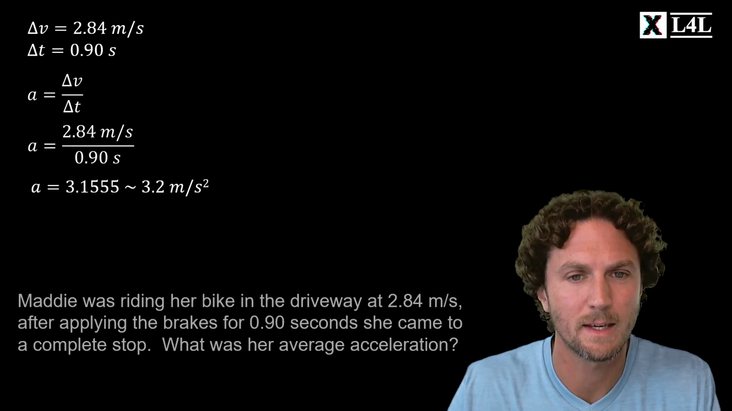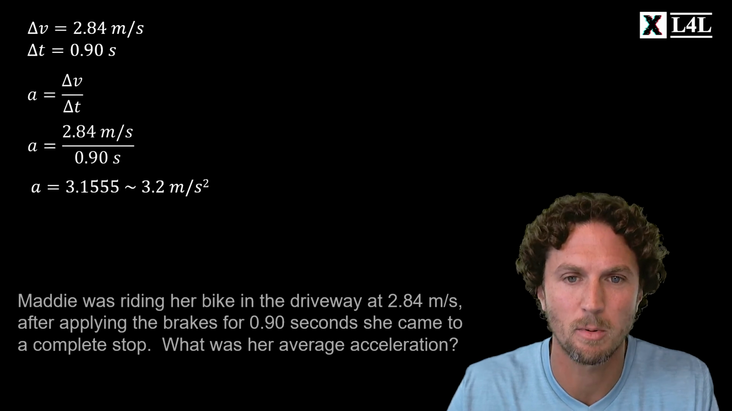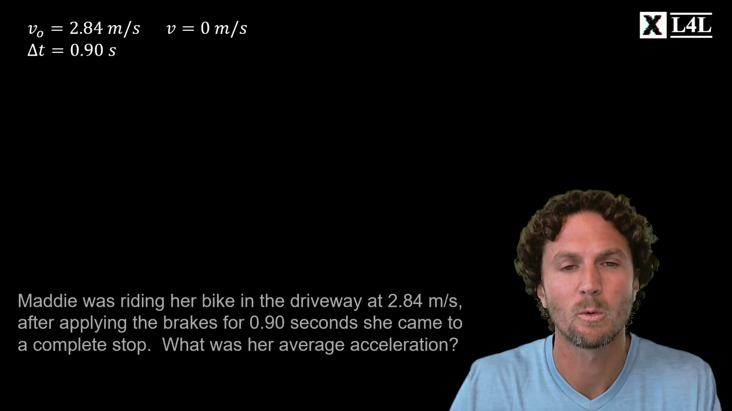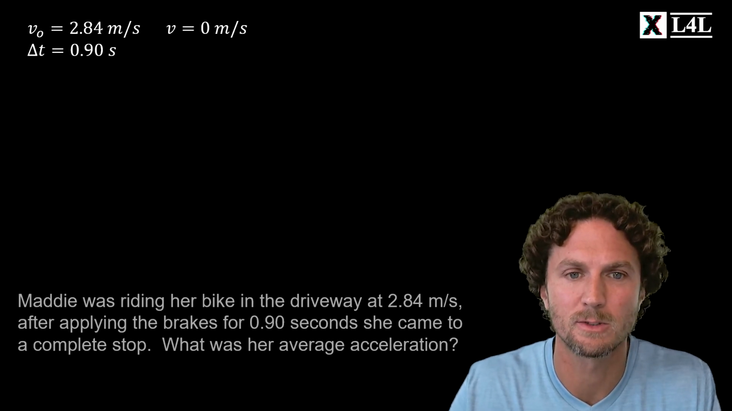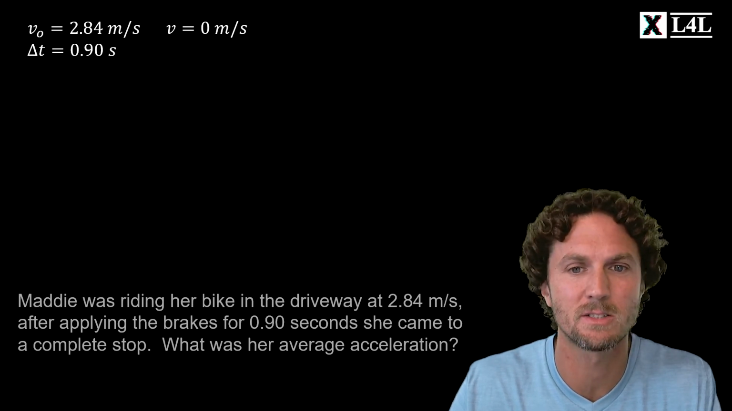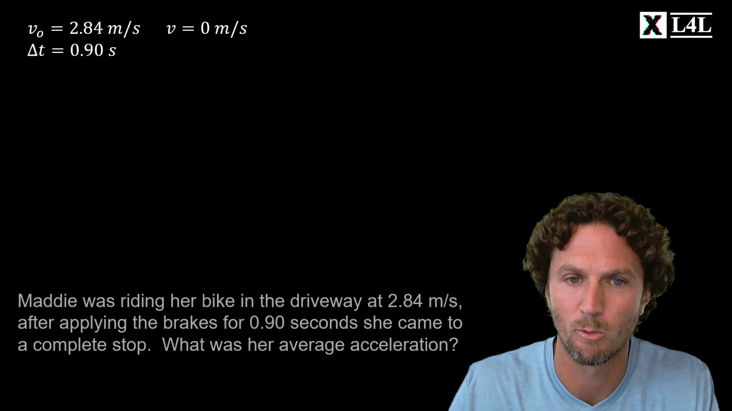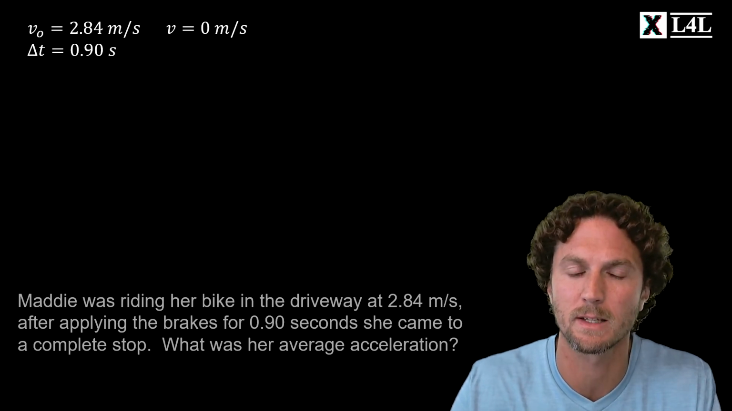Well, let's go back here and restart the problem and see what we can find. When we're identifying our known values, that 2.84 meters per second is not actually the change in velocity. It's the initial velocity that she was traveling with right before she applied her brakes.